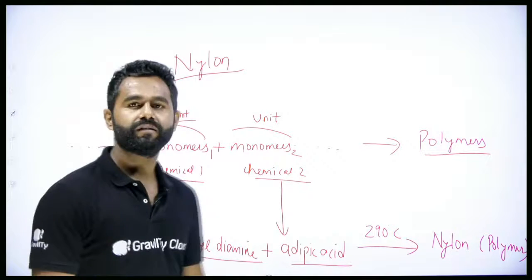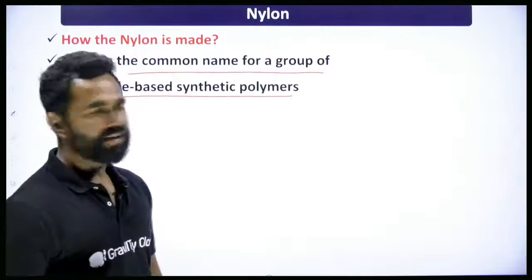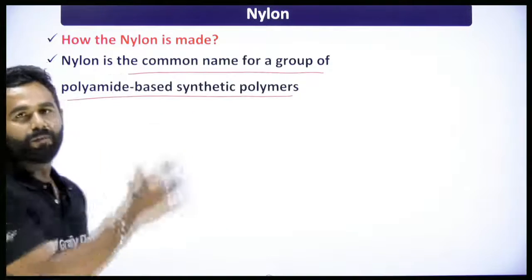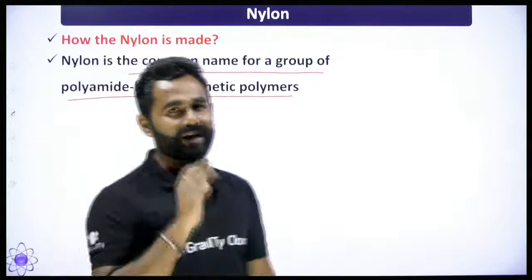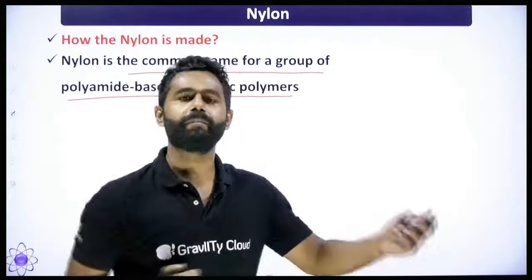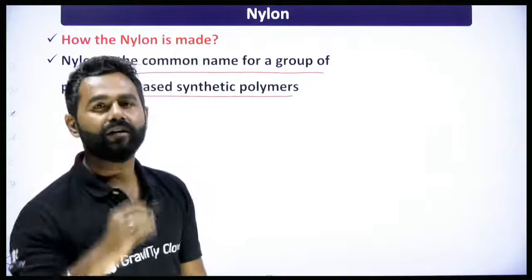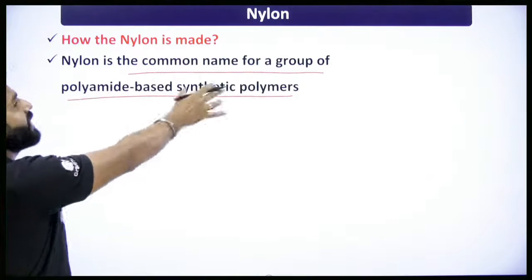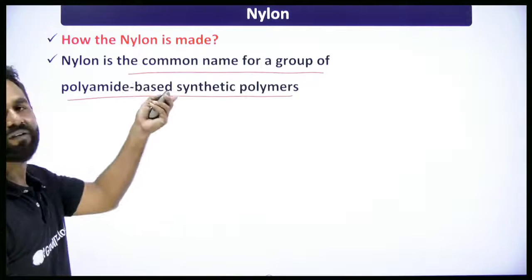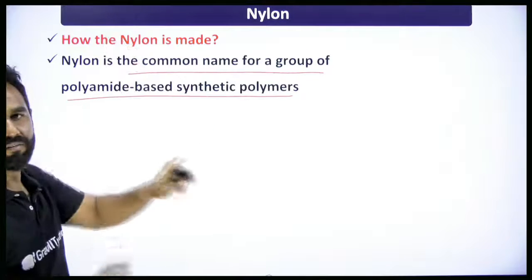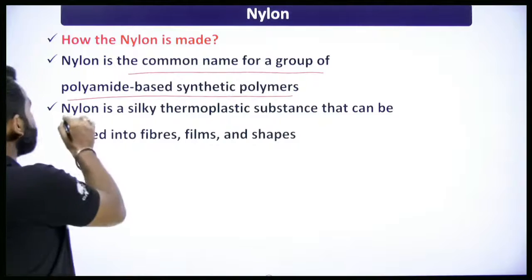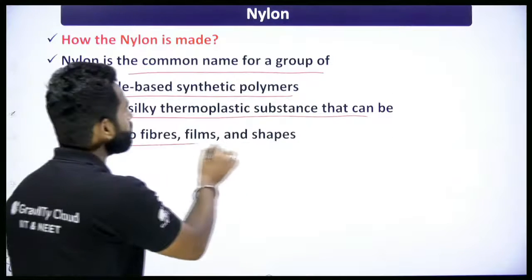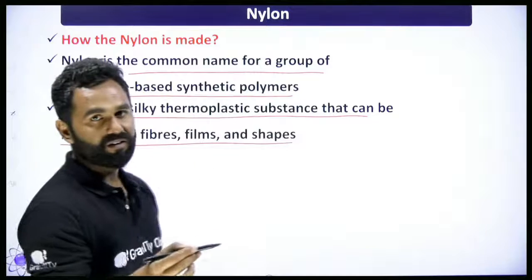So basically nylon is the common name for the polyamide based synthetic polymers. When adipic acid and hexamethylenediamine combine, they form a new kind of polymer, which is the polyamide based synthetic polymer, and these polymers are called nylon. Simple, right? So nylon is a silky thermoplastic substance that can be melted into fibers, films and shapes.